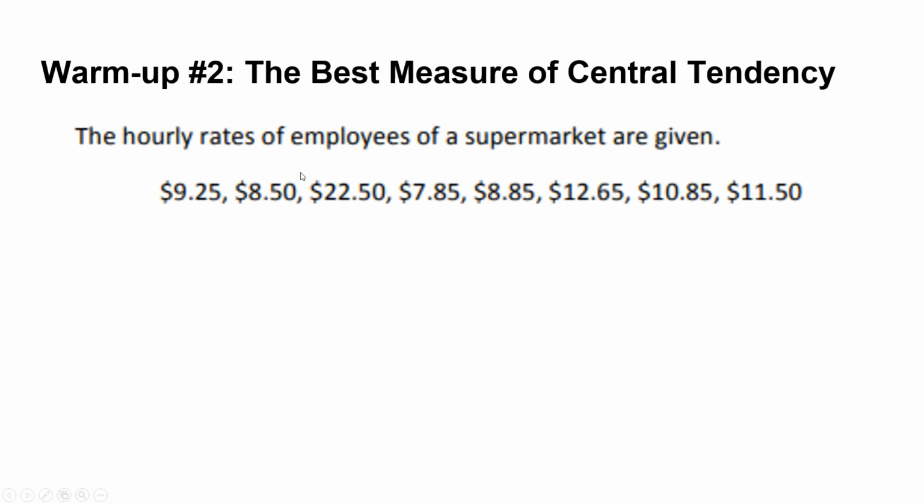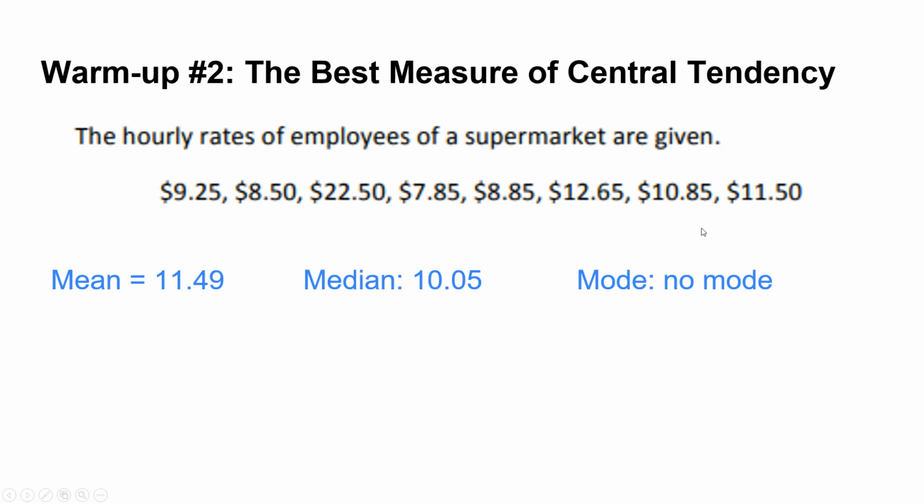Next warm-up. We've got the hourly rates of employees at a supermarket down below here. So we've got $9.25, $8.50, $22.50, $7.85, $8.85, $12.65, $10.85, and $11.50. And we're asked which of these measures of central tendency is the best one to represent that data. If somebody said, what do typically your employees get paid at that supermarket? You want to pick one of these numbers.